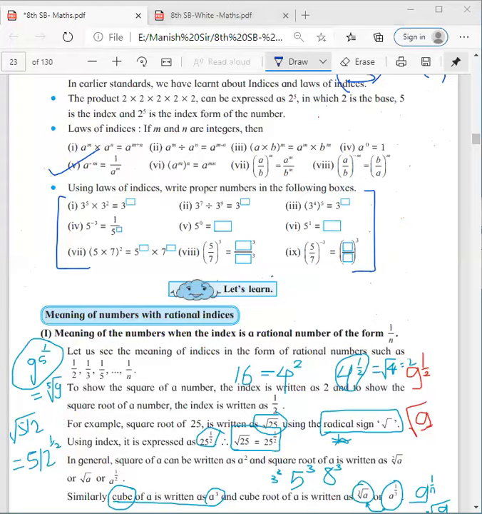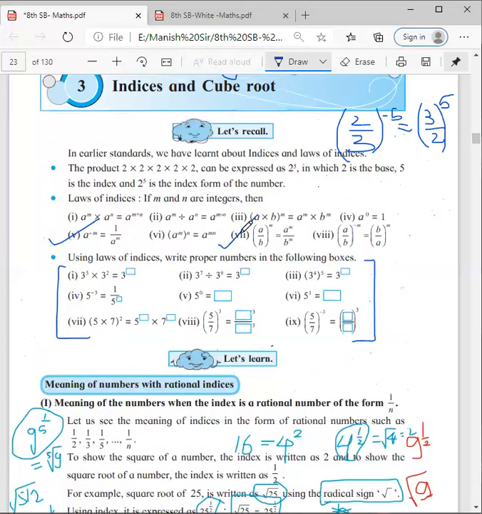The 8th one. Okay. If we talk about the 8th one, see what they have given. Just try to understand. This is nothing but 5 upon 7 raised to plus 3. If you compare this with the 7th law of indices, you will get a similar kind of structure. That is, a upon b raised to m. Here it is 5 upon 7 raised to 3.